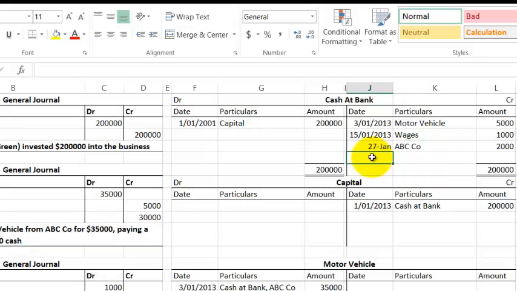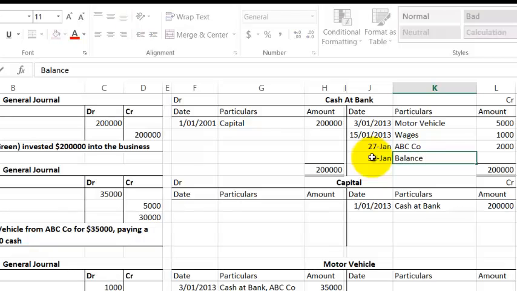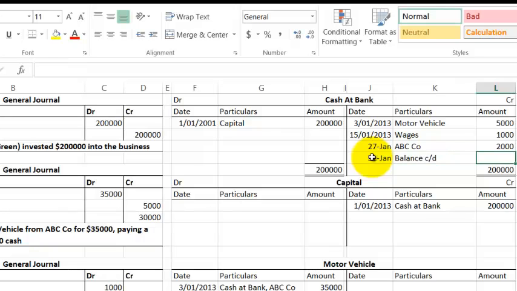So we do this usually at the end of the month. So I'm going to type in January the 31st, and I'm going to type balance carried down. That's what the CD stands for, carried down. So you must take these items, which add up to $8,000, away from this total balance here of 200,000. And if you do your maths, you will see that it's 192,000, which ends up being the balance of that account.